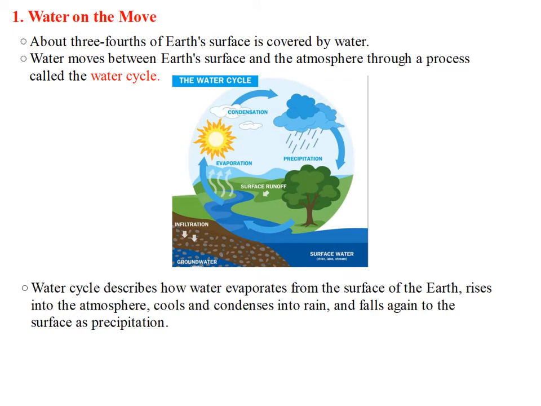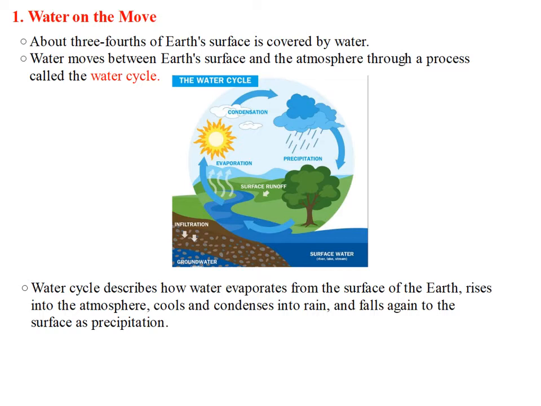First of all, let's talk about water. We all know that about 3/4 of Earth's surface is covered by water. Most of the water is stored in oceans. But we have to know that water moves between Earth's surface and the atmosphere through a process called the water cycle. So, the water that you drink may have once been underground or high in the sky.